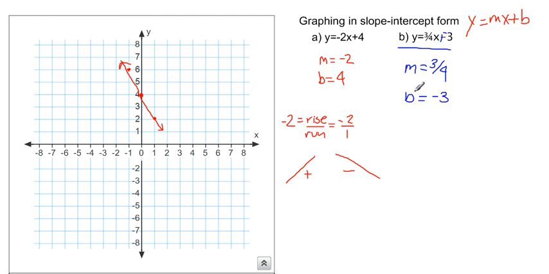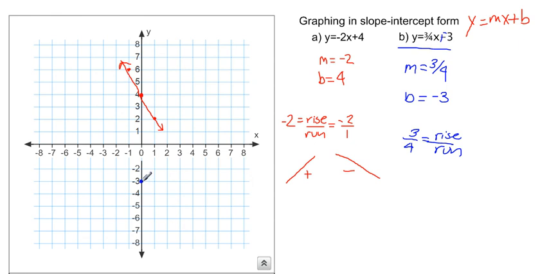Identifying our m and b is only half the battle. Now we have to go graph it. We start off using the y-intercept. The y-intercept is going to be at negative 3. So I can put a point down here at negative 3 or 3 down. And now I'm going to use the slope to get to the second point. Please remember that 3/4 is the slope. It's rise over run. So I'm going to rise 3 and run 4.